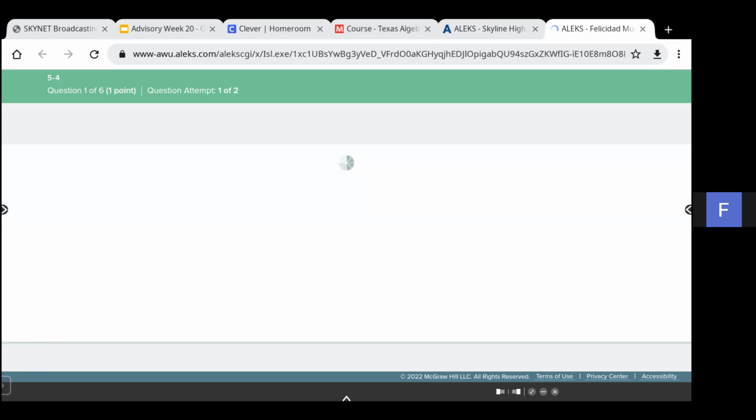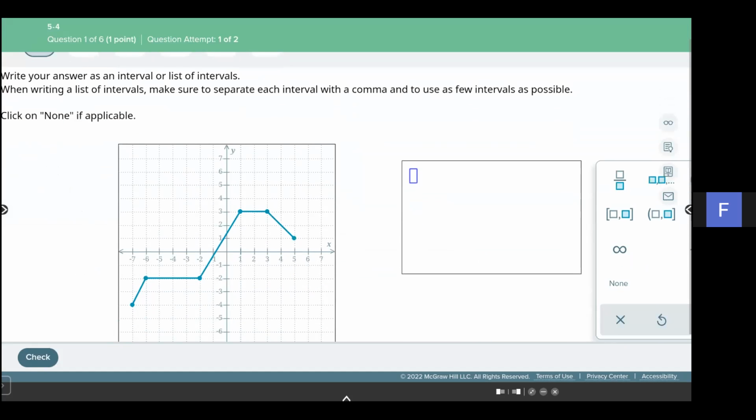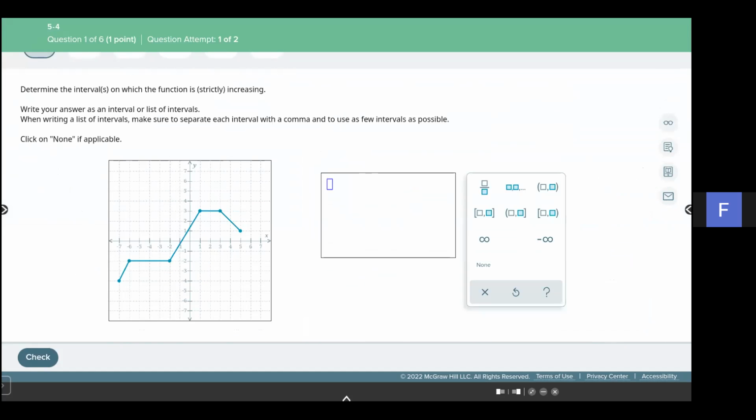If you were in class, this should look familiar because it's very much the same thing we were doing. Here we have our first question, which asks on what intervals is the function strictly increasing, meaning I only care about when the slope is positive. They can also ask if it's constant or decreasing, but here I'm looking for increasing slope. I can see it's positive from this point to this point to this point. Everything else is either constant or negative.